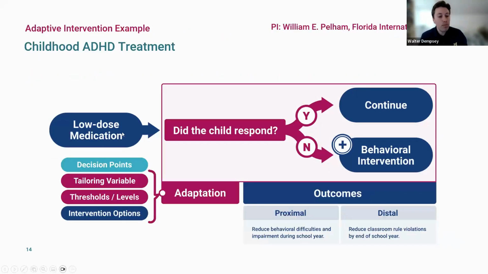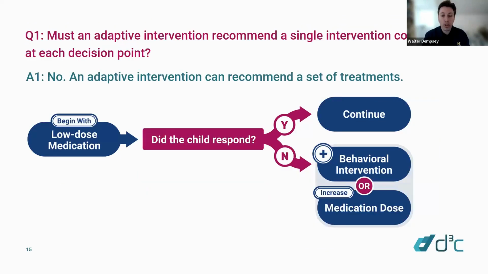So these are your main components of an AI. And when I talk about AIs, I try and talk about these 5 components. You have decision points, tailoring variables, thresholds, intervention options, and the outcomes. And you're trying to combine these to make an adaptive rule, which depends on this ongoing information. The 2 things I wanted to mention, again, I already mentioned one of them, was this is a particular example of an AI. There are other things you can do in building an AI.